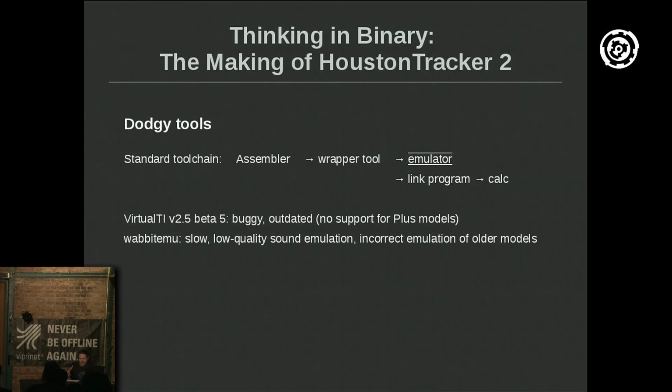Then there's the darling of the scene. So there is an actual calculator scene. We're mainly busy with coding for calculators, and they usually use this one, Rabbit Emu. Well, I find that it's actually not great. It's super resource hungry, so it mostly runs pretty slow, and the sound emulation is quite crappy, and also the emulation of the older models is simply not correct. So that's also out. Fortunately, there's also this one, Tilem 2.